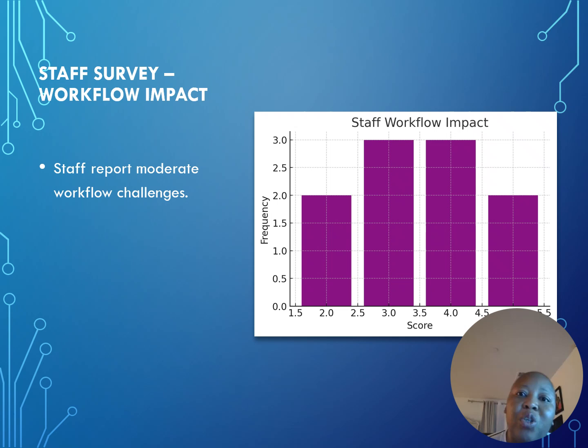This survey result shows that most staff rated the workflow impact around a 3 or 4, meaning they felt some real improvement. A few gave even higher scores, which is great, and a couple scored lower, reminding us there is still room to adjust. Overall, it gives us a clear picture of what's working and where we can keep improving.